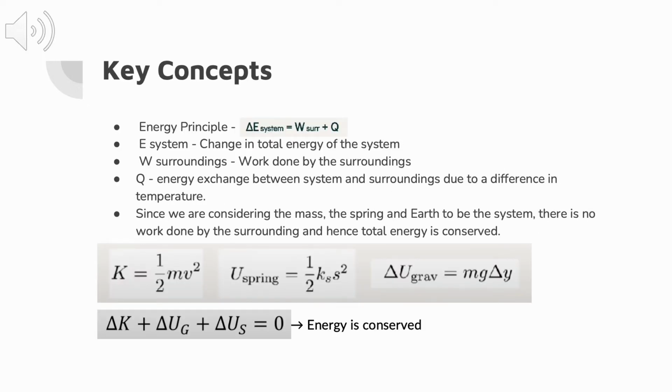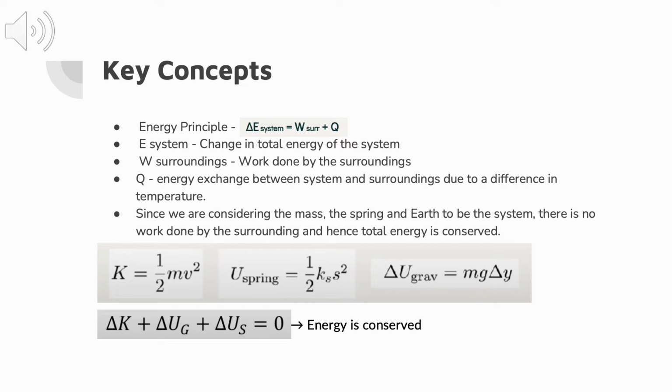So based on the energy principle, the change in energy of the system is equal to the work done on the system by the surroundings plus Q. So delta E is the change in the total energy of the system, W is the work done by the surroundings on the system, and Q is the energy exchange between system and surroundings due to the difference in temperature. This term will be ignored for this lab experiment.